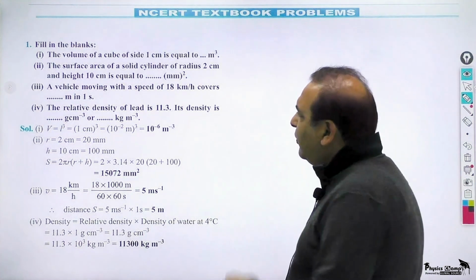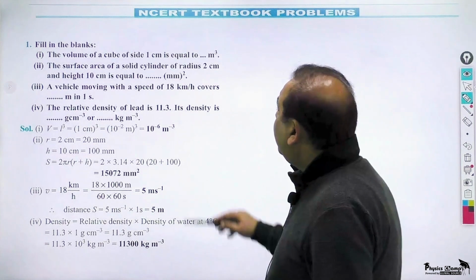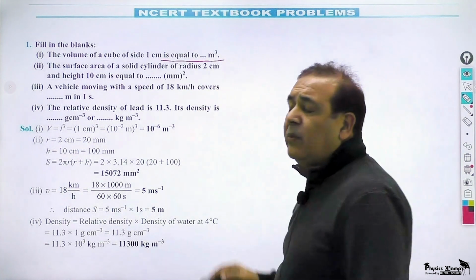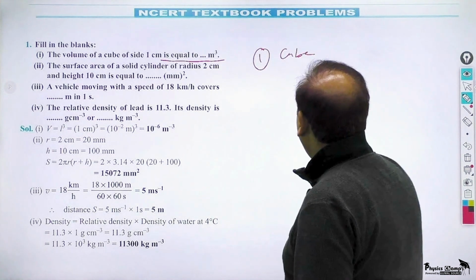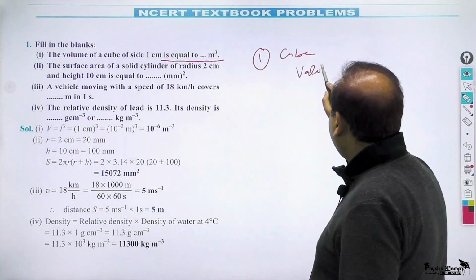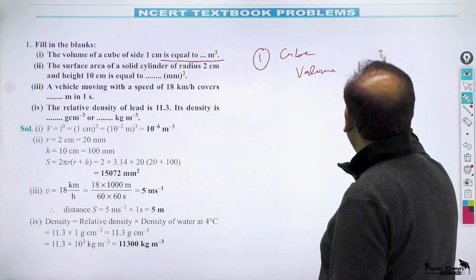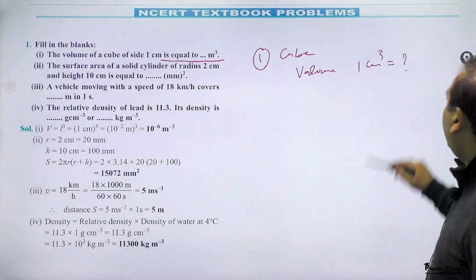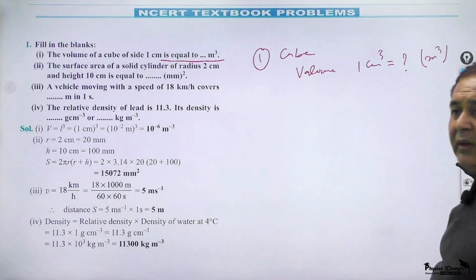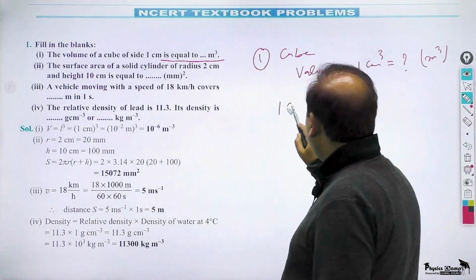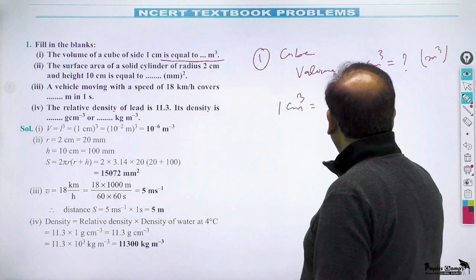So coming to the first question of NCERT, which is a fill in the blank: the volume of a cube of side 1 centimeter is equal to how many meter cube? So there is a cube whose each side is 1 centimeter, so it has a volume of 1 centimeter cube. The question is, how many meter cube? What is its numerical value in meter cube? So I will say 1 centimeter cube is equal to how many meter cube?